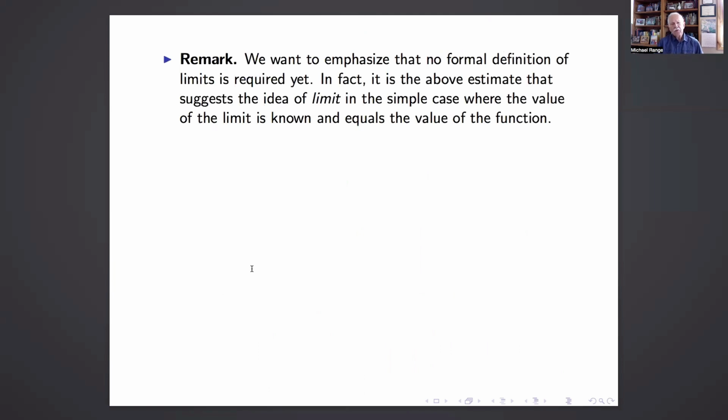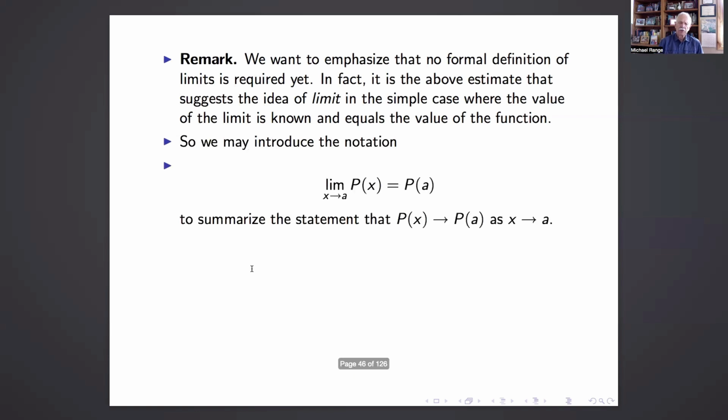Now, we want to emphasize that no formal definition of limits is required yet. In fact, it is the above estimate that suggests the idea of limit in the simple case where the value of the limit is known and equals the value of the function. So we may introduce a notation, limit as x approaches a of p of x equals p of a. This is just a way of summarizing what we have discussed a moment ago.